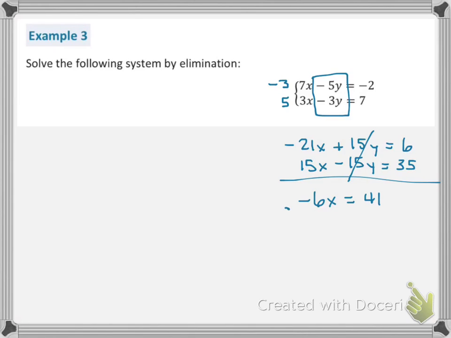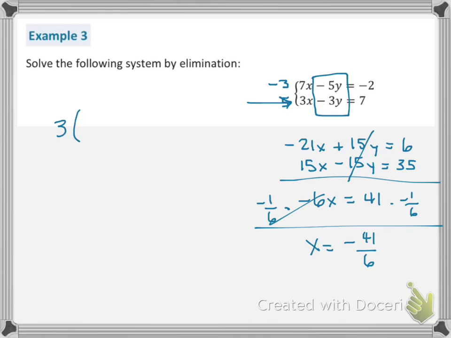So now I can multiply by the reciprocal of negative 6. That's negative 1/6. Multiply by negative 1/6, and we get x is equal to negative 41/6. That's my x value. Then I can plug that back in and solve for y. And I can use any of my equations, including the first ones, before I change them. So I'm going to do that.